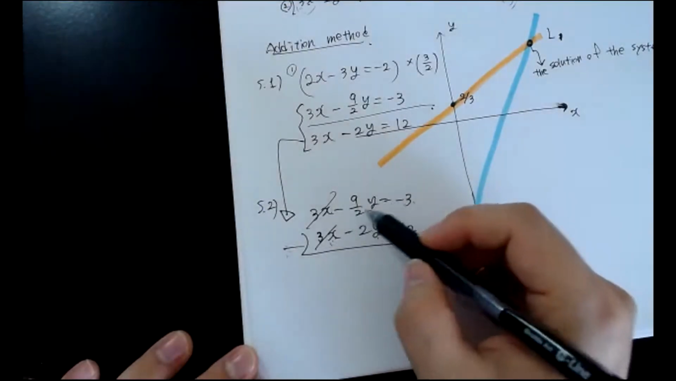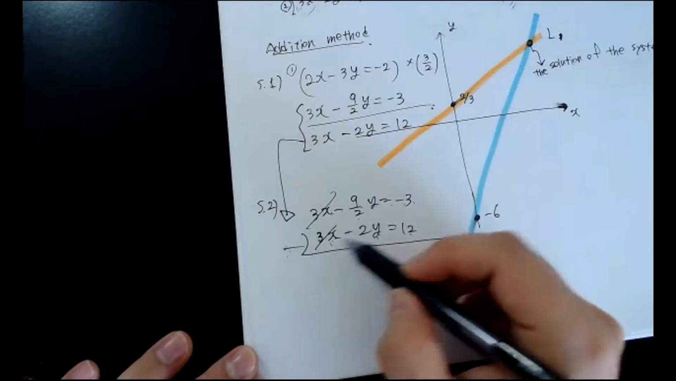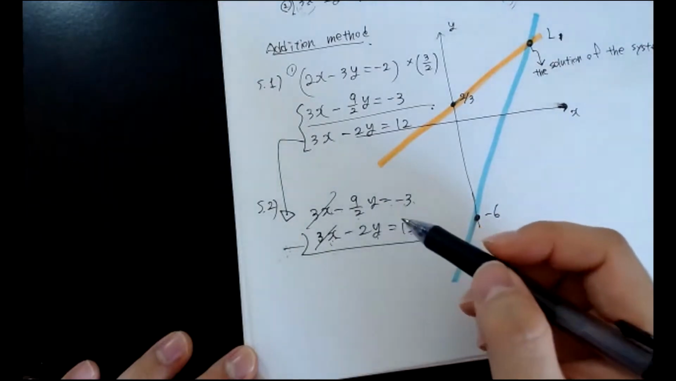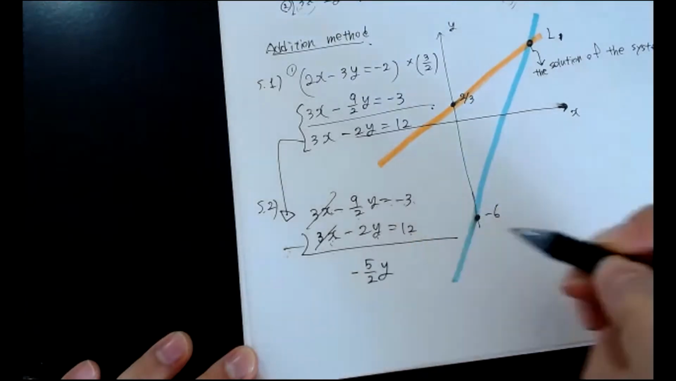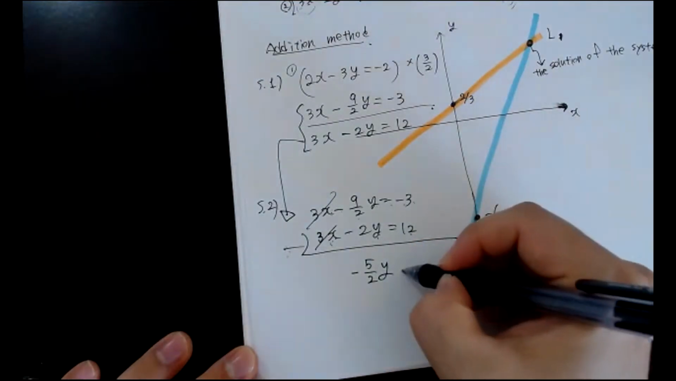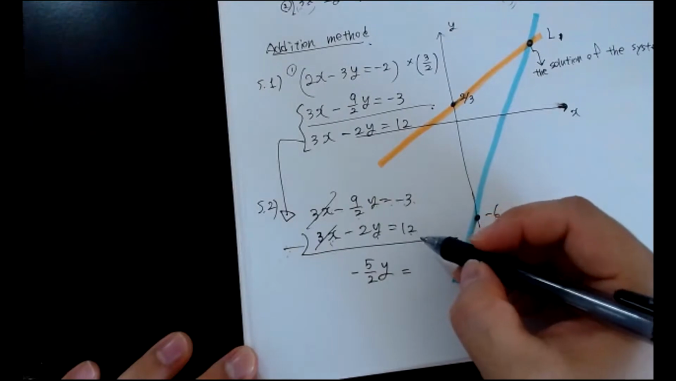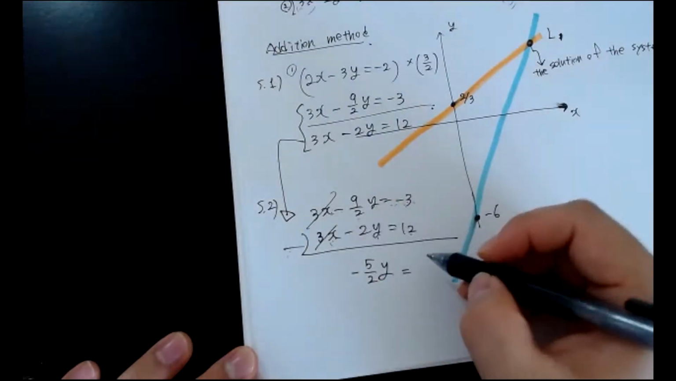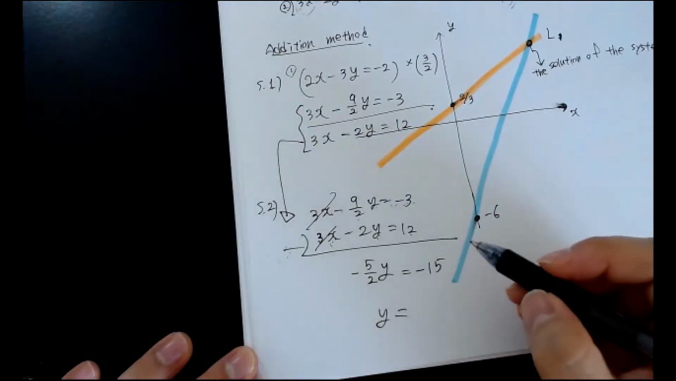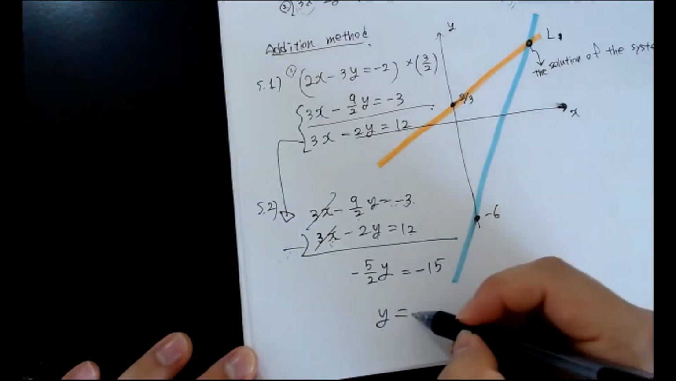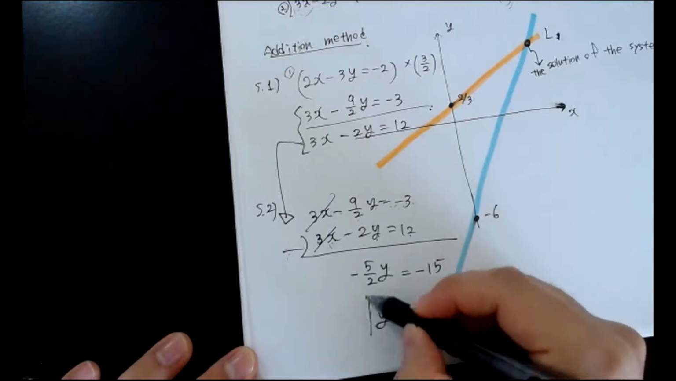Then negative 9 over 2y minus negative 2y is going to be negative what? 5 over 2y, right? And that is equal to negative 3 minus negative 12. Negative 3 minus 12 is what? Negative 15. So y is equal to 6. Okay, y is equal to 6.